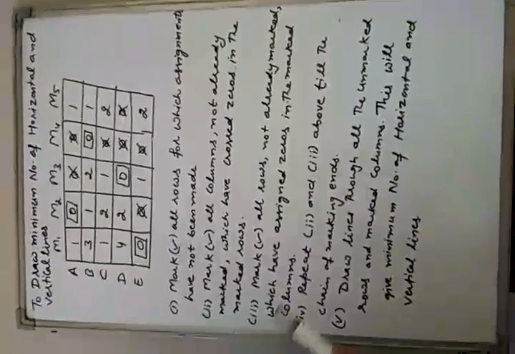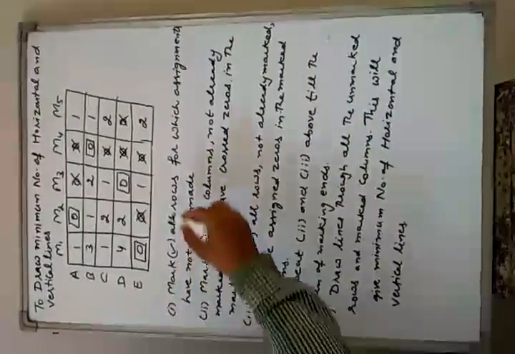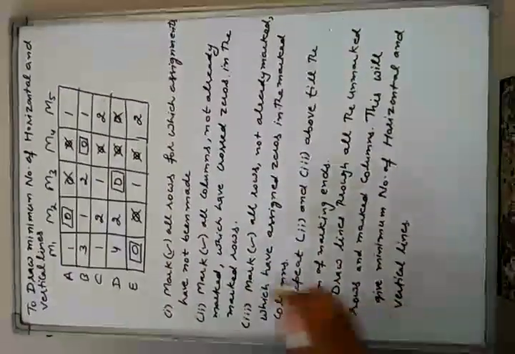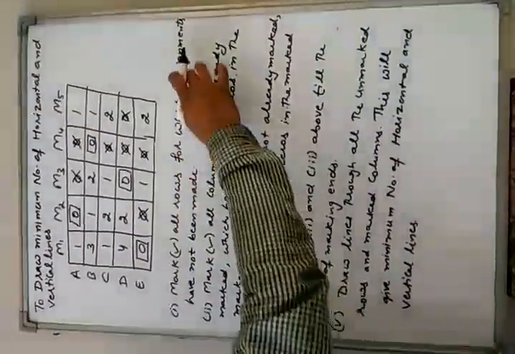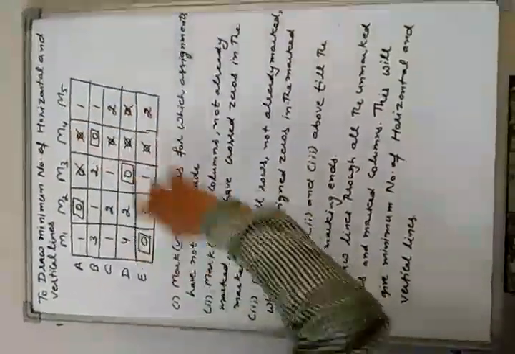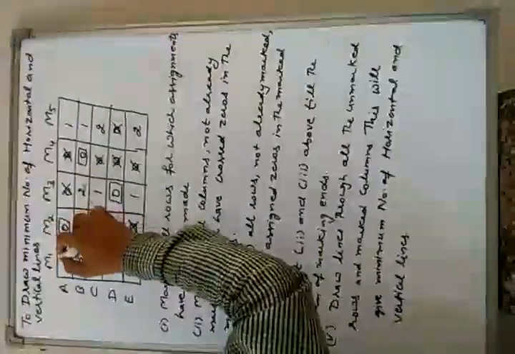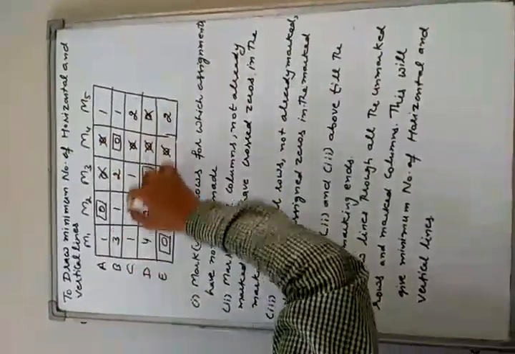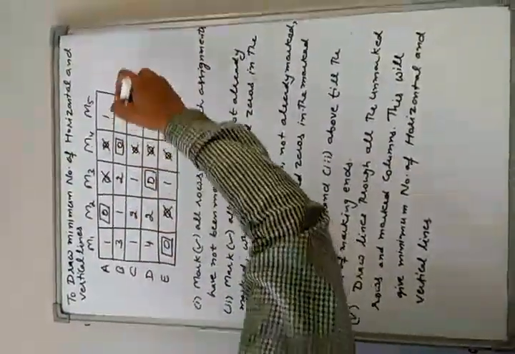Now I will discuss the second way. To draw the minimum number of horizontal and vertical lines, we have two procedures. One procedure I have earlier discussed. The second procedure is: mark all the rows for which assignments have not been made. We go step by step. That means we have to select those rows in which assignment is not made. Like this, here in this row assignment is there. Here in this row assignment is there, here in this row there is no assignment, therefore we mark this row.